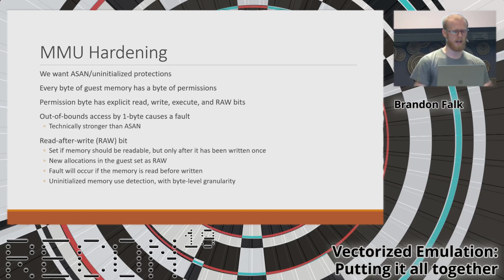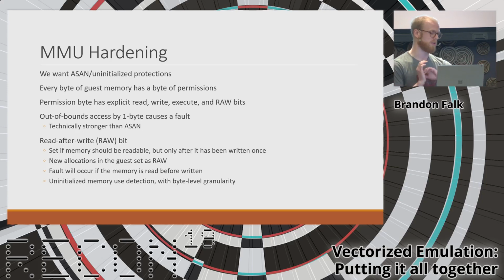I then add an extra bit to this permissions byte, which I call the raw, or the read after write bit. And effectively, if this bit is set on a write, the bit will get copied into the read bit. So you can have memory that technically is readable. For example, if you just hooked malloc and you're returning a new chunk of memory from malloc, you would want to mark all of that memory as write only and then set the read after write bit. And that means that once that memory has been written, then you can read from it without faulting. But until then, it'll allow you to immediately catch if you ever use a single byte out of a buffer that's uninitialized. And it works great.